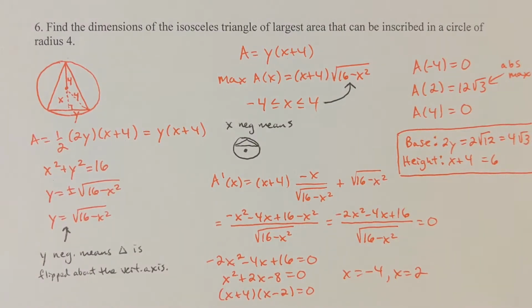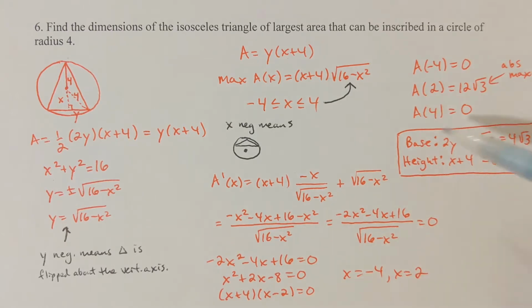All right, we'll get back to section 4.7 now. And we're on problem 6 on this worksheet here, talking about optimization problems. And so let's take a look at this one. Find the dimensions of the isosceles triangle of largest area that can be inscribed in a circle of radius 4.